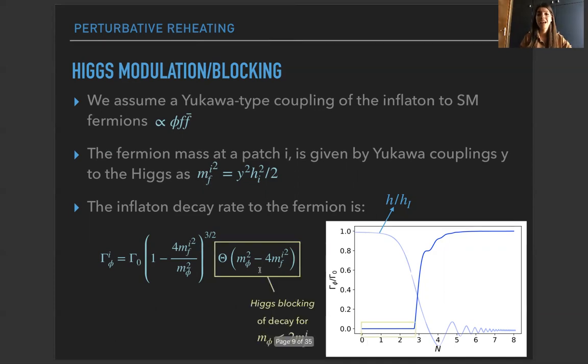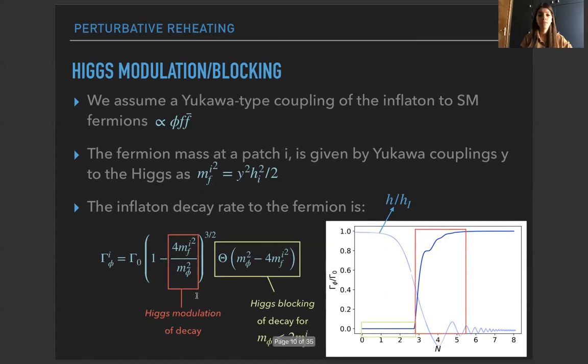So the theta Heaviside function over here essentially tells us that if at a particular part of the universe you have such a large Higgs VEV that it induces fermion masses that are much larger than the inflaton mass, then the inflaton cannot possibly decay to this fermion, and the decay is what we call Higgs blocked. So this is what happens over here, where the Higgs is quite large, and as a result your decay rate is 0. You can see that.